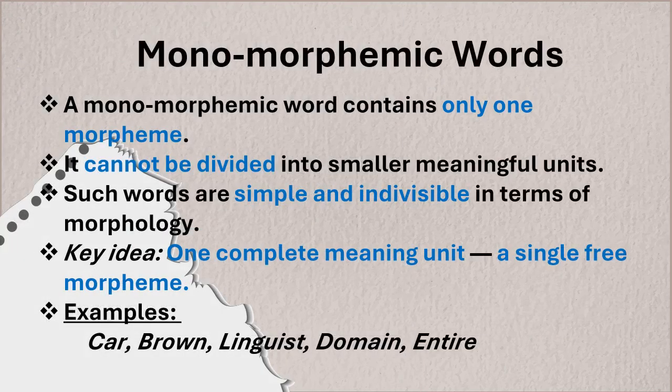A monomorphemic word is a word that has only one morpheme, just a single, complete meaning unit. It can't be broken down into smaller meaningful parts. What you see is what you get. These words are considered simple and indivisible in morphology. The key idea here is one single free morpheme equals one full meaning. Examples include car, brown, linguist, domain, and entire. Each one is a complete word all by itself.